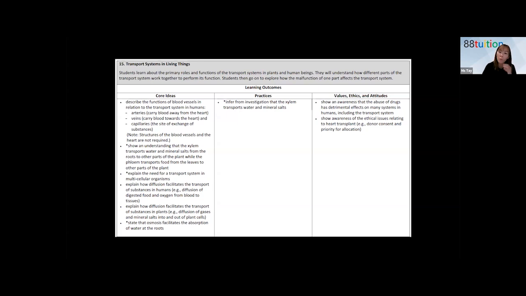Of course, some of you probably heard about this in primary school. Okay, so that's good. Anyway, you're not required to know a lot of the specific details. You don't need to learn about the names of the different arteries or the different veins. Okay, so you just learn the general parts only. So structure of the blood vessels and the heart not required also.